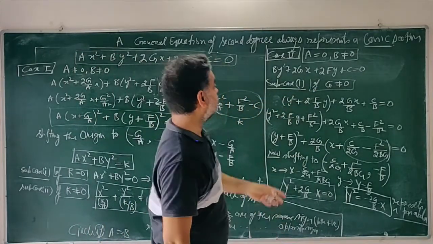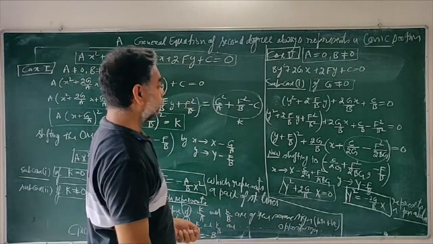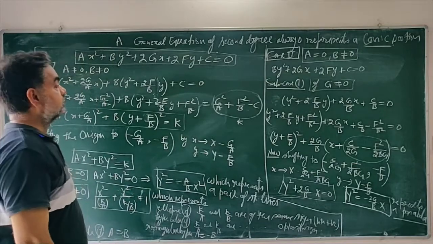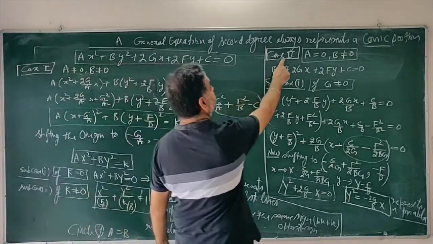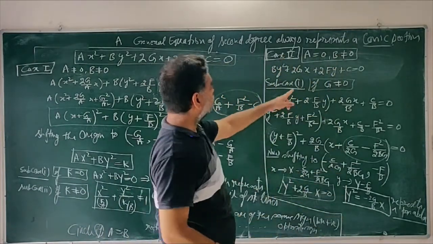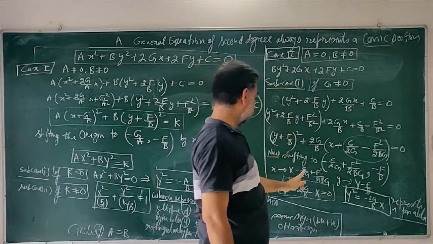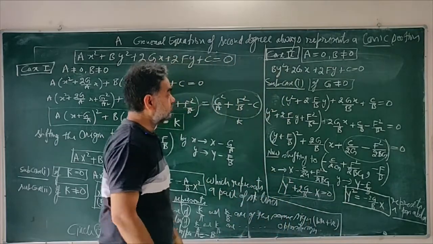And the second sub case is when g is equal to 0. So I hope you are following. Sub case 2, we are discussing the main case 2 when a is equal to 0 and b is non-zero. So sub case 1 is if g is non-zero, then this equation can be written like this, and this is the equation of a parabola. Again we have got a conic section.